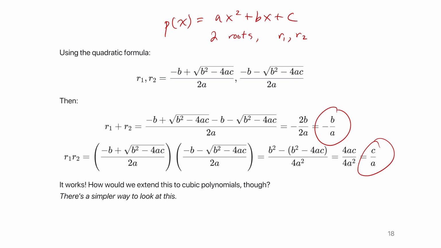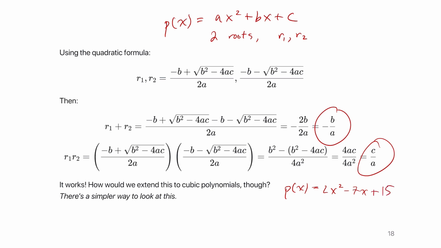Okay, so what does that tell us? Given just this polynomial, p of x is ax squared plus bx plus c, doesn't matter what a, b, and c are, the sum of the roots is negative b over a, and the product of the roots is c over a. Okay? And you don't need to find the roots themselves. So for example, why don't we look at 2x squared minus 7x plus 15.